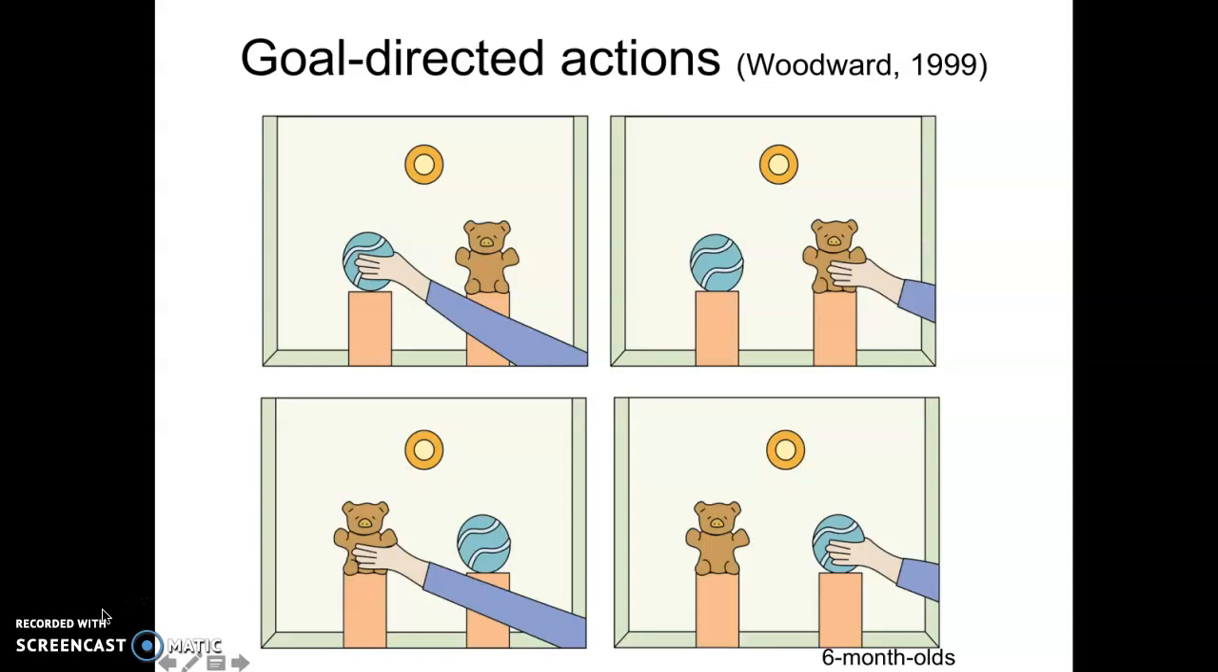And so the question was, do 6-month-olds have a theory of reaching such that they expect a reach to have a target, not just of a location, like this hand goes to this place, but of an object. This hand is reaching for this object.